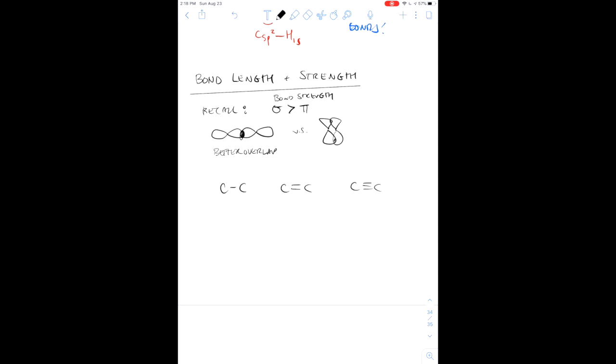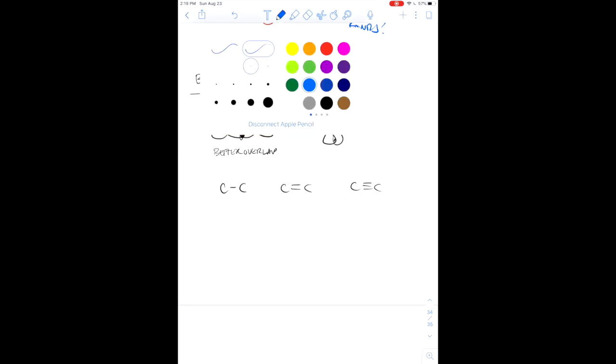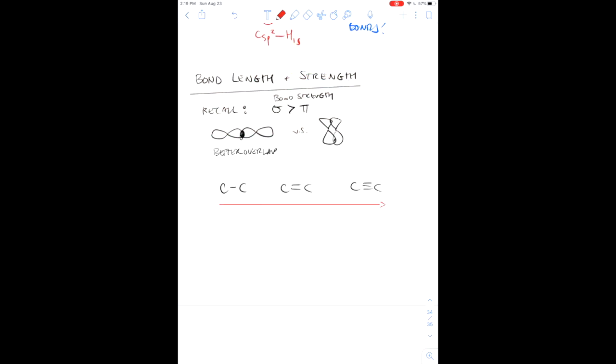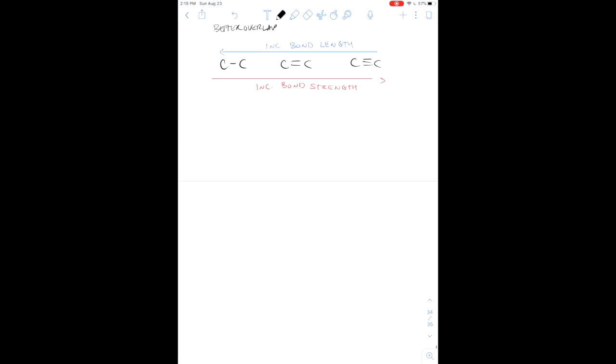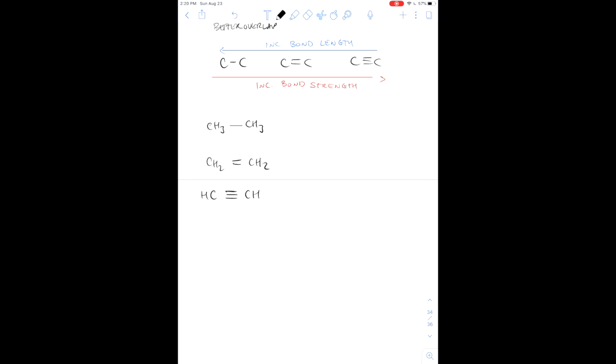Let's draw out a couple of examples. We've got a CC single bond, CC double, and CC triple. Going from left to right, we have an increase in bond strength. Okay, and this makes sense, right? Because it's like you're holding on to something with 3 hands, you're going to have a tighter hold on it. But as we go from right to left, we have an increase in bond length. Again, this is kind of intuitive. You have 3 hands on something, you can pull it closer and tighter to your body. That's one way to think of it at least.